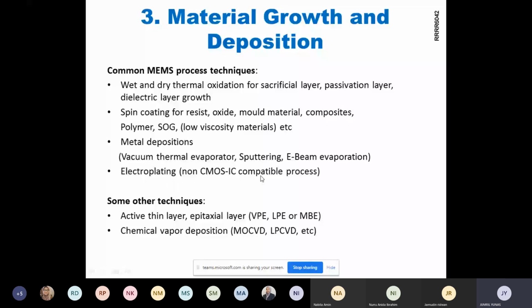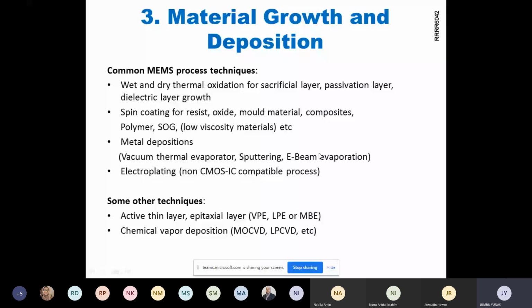Some other techniques, namely creating an epitaxial layer using vapor phase, low pressure, or MBE, and also chemical vapor deposition using MOCVD, LPCVD, etc. All these processes we call deposition processes or material growth processes.